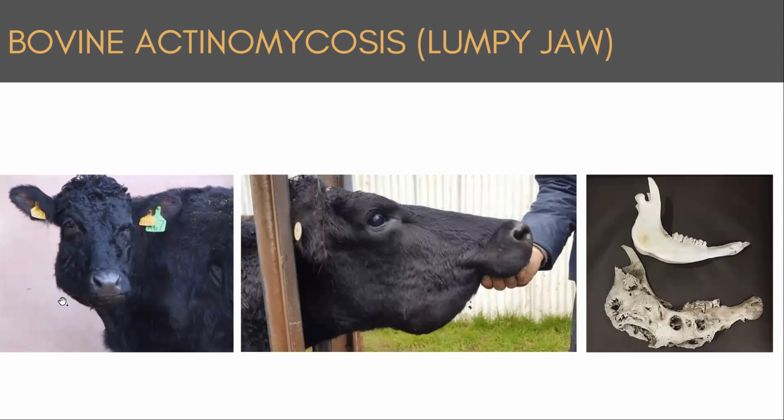So yan, mukhang may lump nga pero ito yung normal. Ito yung cow affected by lumpy jaw. Ito yung mandible niya. So ang laki ng difference, no? So mapapansin nyo, sinira sa loob. Sisirain talaga yung mga bone cells. So rurupok ang jaw ng cattle.